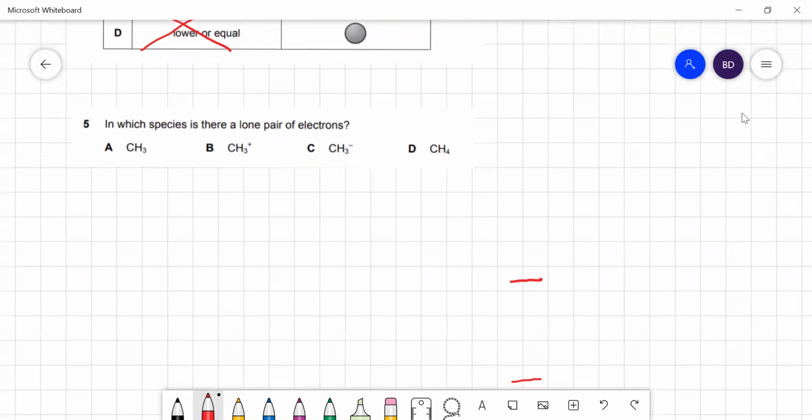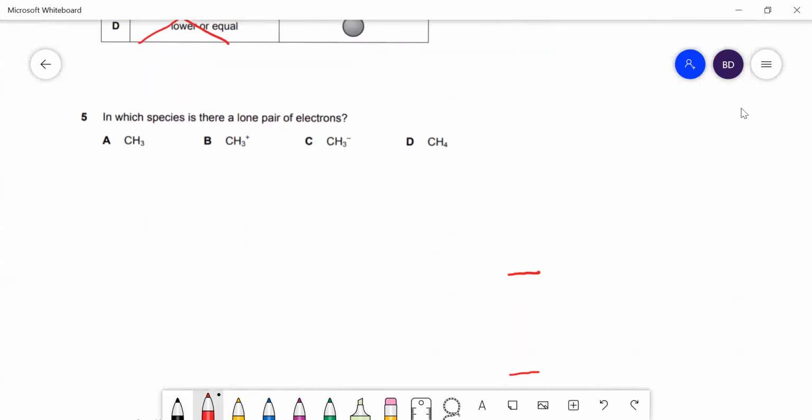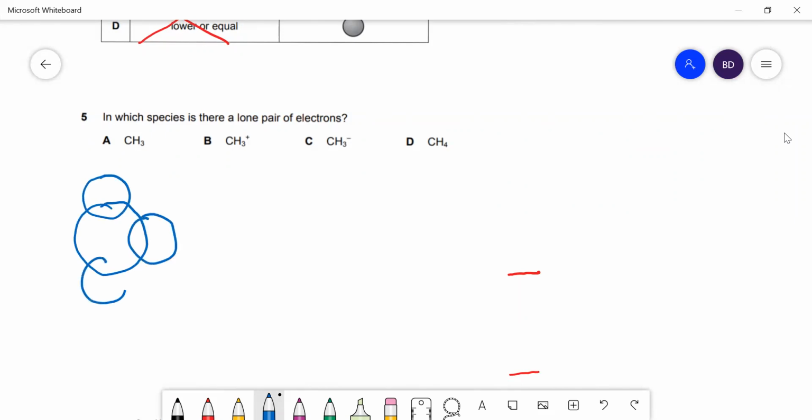Okay, in which species is there a lone pair of electrons? Most of those species, apart from methane, are pretty obscure. Let's draw a dot cross diagram. We know methane has got 4 bonding pairs. Carbon, of course, is group 4, so we've got 4 dots from the carbon there. So there are no lone pairs, 8 electrons in the outer shell, so it's not that one.